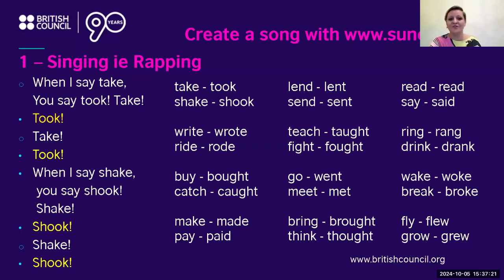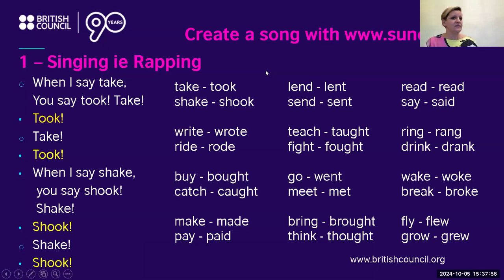So how did it actually go? This sounds much better with music, but since I have no music now, I will try to show you. You use a hip-hop instrumental, and it goes something like this. When I say take, you say took. Take, took, take, took. When I say shake, you say shook. Shake, shook, shake, shook. It is actually this yellow part that students have to say. So they just say the past simple irregular verb form.